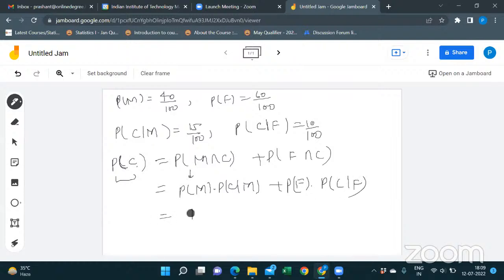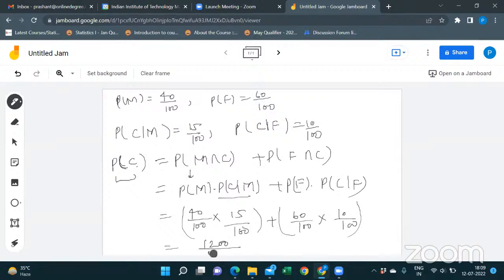So the probability of male is how much? 40 divided by 100 into the probability of C given male, 15 divided by 100, plus the probability of female, 60 by 100, into the probability of C given female, 10 by 100. So it will be 600 plus 600, that means 1200 divided by 10,000, right? So 2 zeros will be cancelled out. So the correct answer will be 0.1. Is that clear for everyone? I mean, you got the correct answer, right?